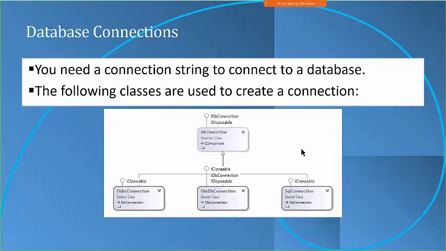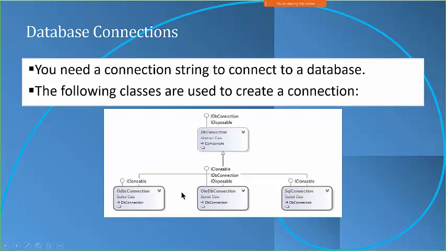So to connect our database, we need something called a connection string. What a connection string is, it's a string, it's a piece of text that has all the information needed for a program to connect up to that database. And then once you have that connection string, you need a function that actually does the connection.